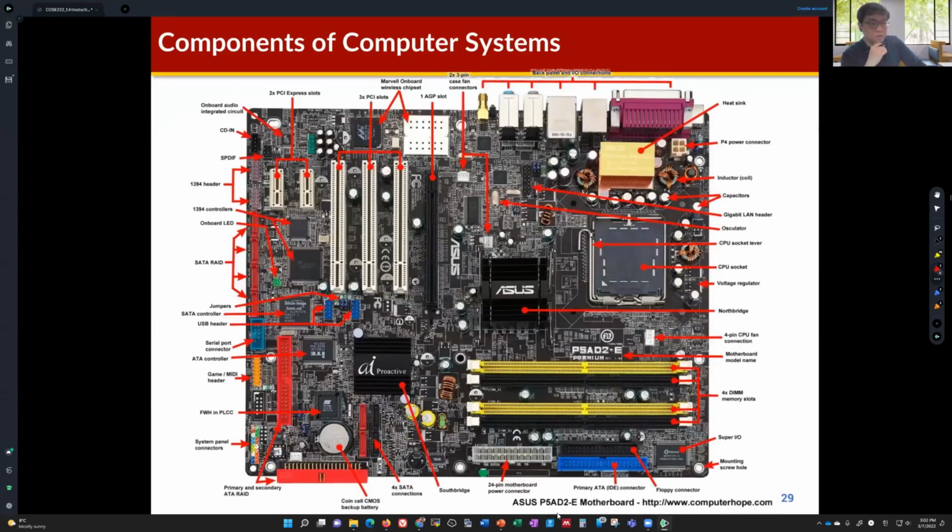This figure shows the photo of the main board, but this is a very old main board. As you can see, you can find the AGP slot. Usually we use the PCIe slots for GPUs, but previously we used AGP slots. I just show this photo of the main board to show there are many components. It's a very complex system.